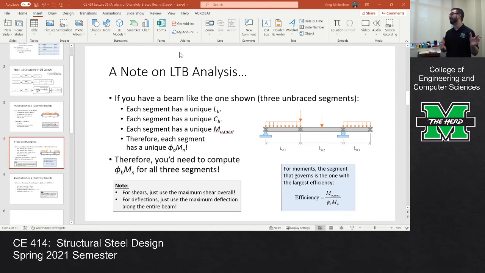Each segment has a unique Mu, right? A maximum Mu. So when we compare phi Mn to Mu for each segment, we would plot the moment diagram. We would take the maximum bending moment in each segment. That's how we would do our design check.